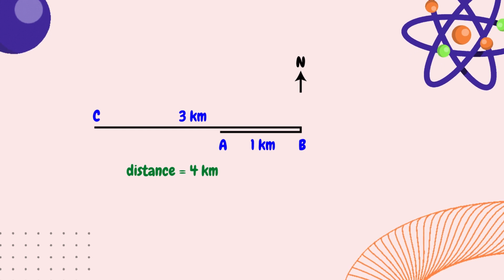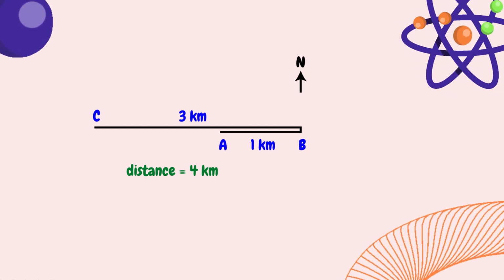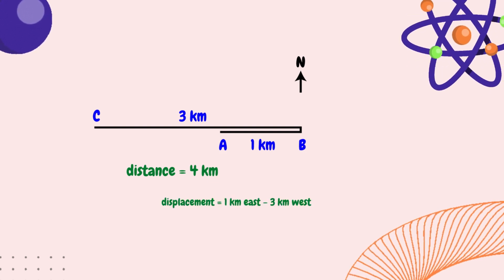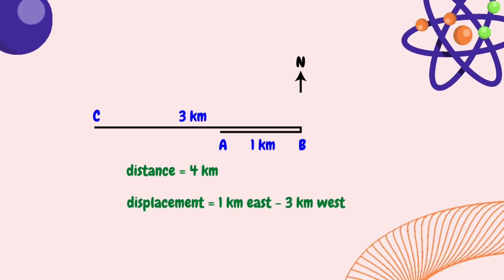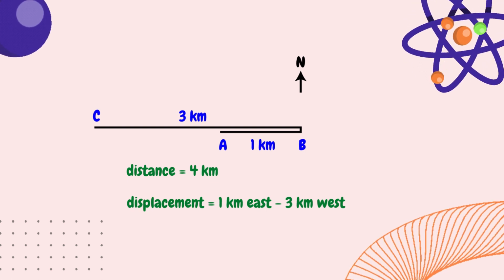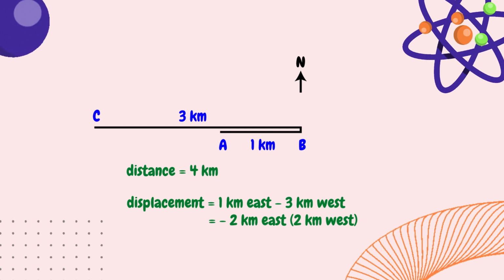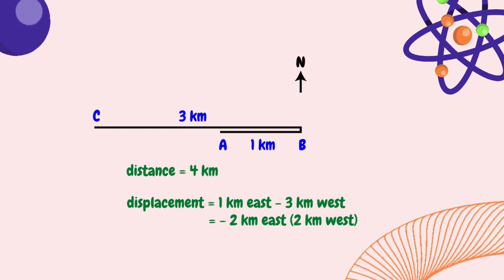For displacement, take note of the direction. As David moved in opposite directions, we need to subtract the figures given. Then displacement is equal to 1 kilometer east minus 3 kilometers west. This gives negative 2 kilometers. So the displacement of David is negative 2 kilometers east or 2 kilometers west.